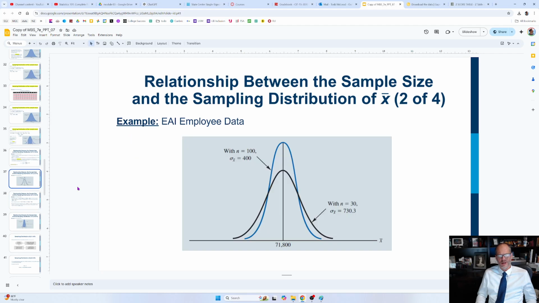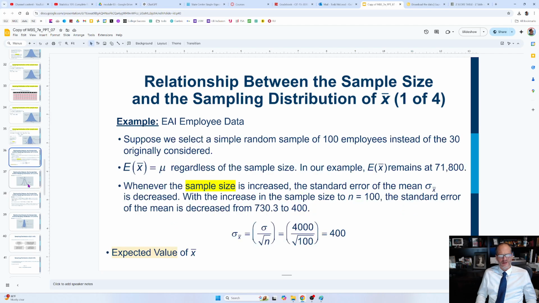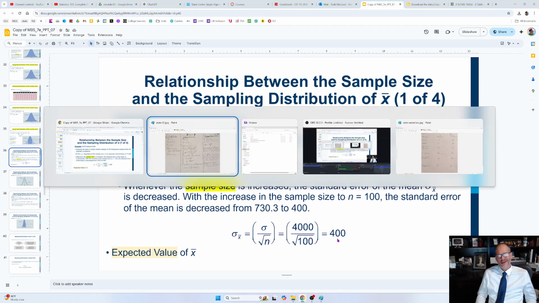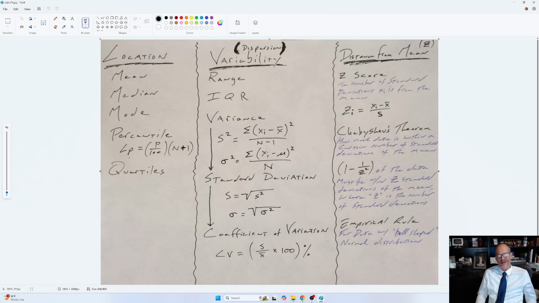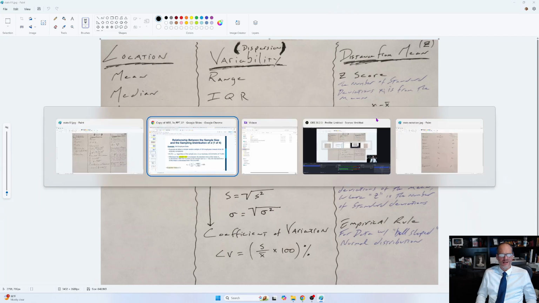Hold on, let me just think about this here. How do we get the standard error going down? So the standard error going down, here is where the n goes in, and it gives us a smaller standard error. And then that standard error gets put down here in the denominator, a smaller standard error down there.